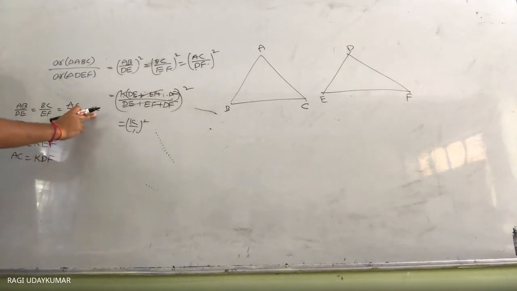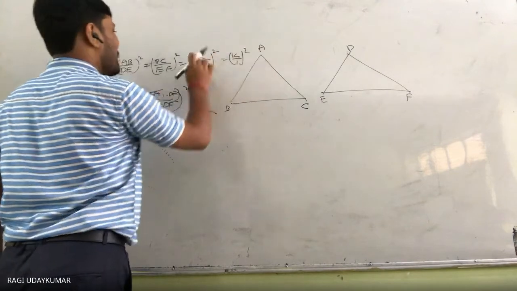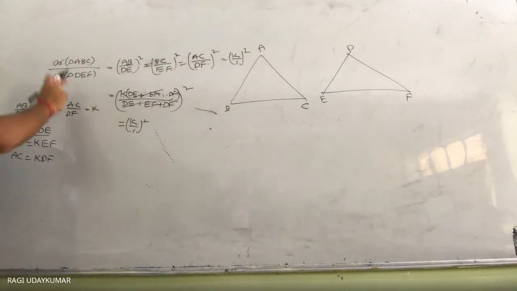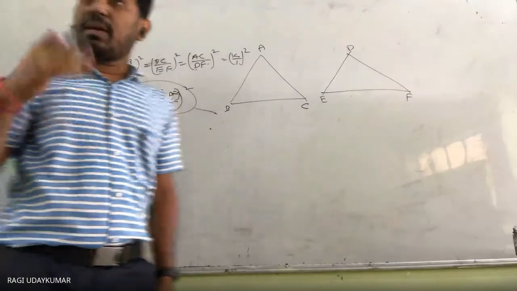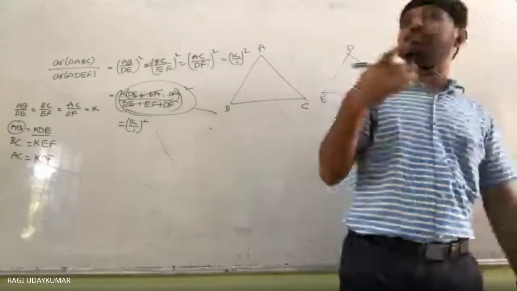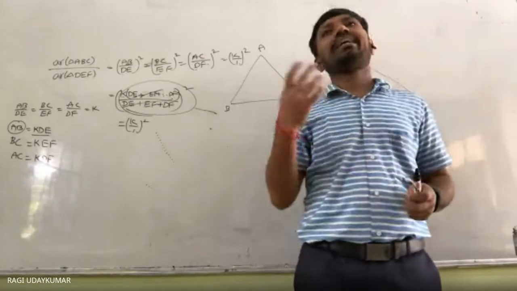Whatever we consider as K, here K by 1 whole square will come because all are equal to K. Ratio is equal to K by 1 whole square. Here also K by 1 whole square is happening. That means these two are equal. So the sum of the perimeters also. In case perimeter is given to you, directly the square of the perimeter can also be taken into consideration.